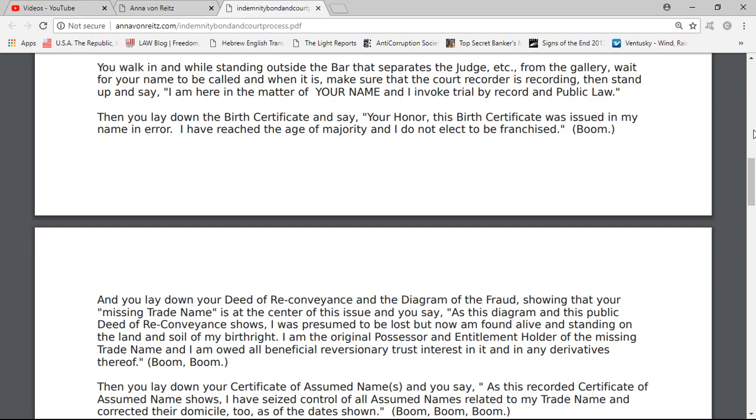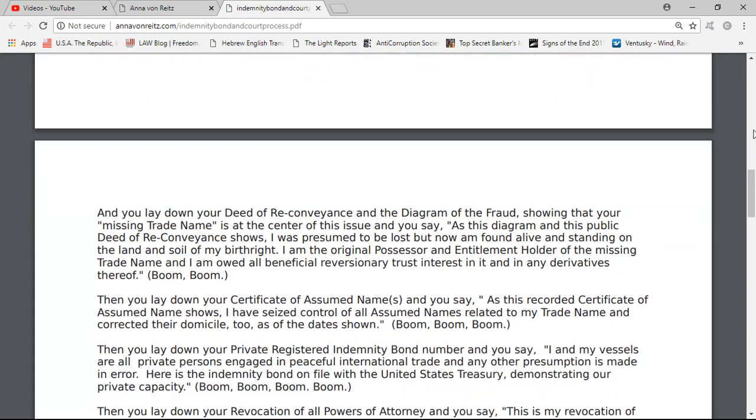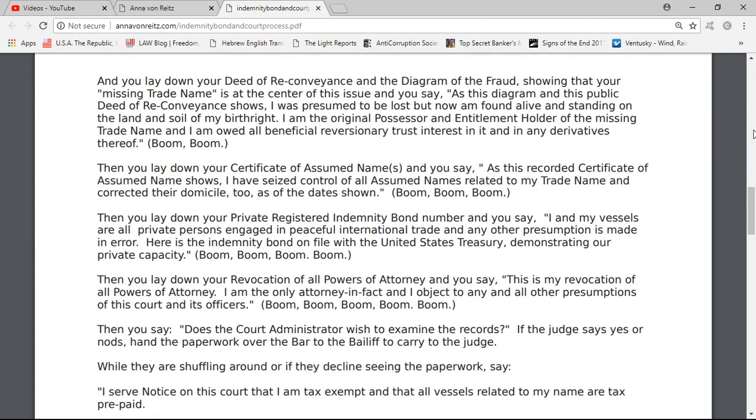Then stand up and say, I am here in the matter of John Doe, and I invoke trial by record and public law. Then you lay down the birth certificate and say, Your Honor, this birth certificate was issued in my name in error. I have reached the age of majority and I do not elect to be franchised. And she puts in parentheses, boom. And then you lay down your deed of reconveyance and the diagram of the fraud.